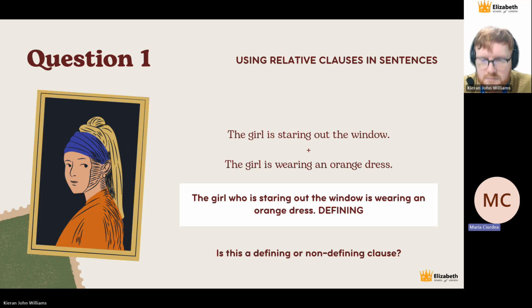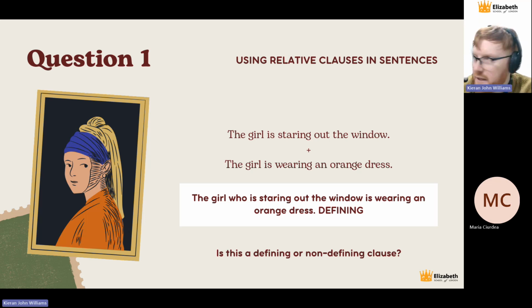Yes. The girl who is wearing an orange dress is staring out the window. All right, very good. Or the other way around, the girl who is staring out of the window is wearing an orange dress. All right, so well done. Good construction.